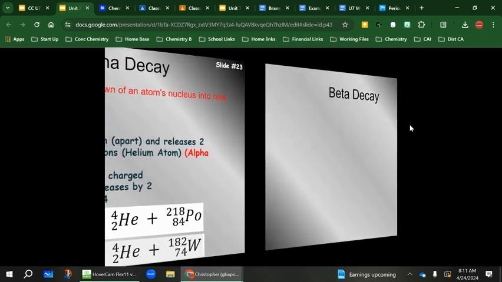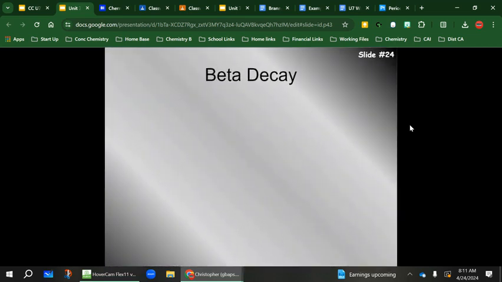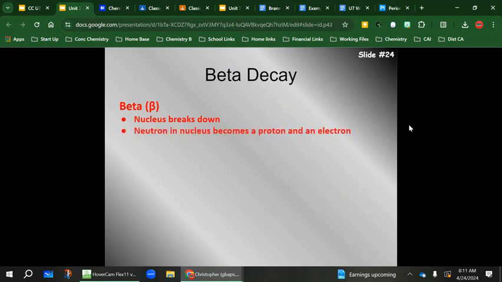All right. So the second type of decay, ladies and gentlemen, is what is known as beta decay. Okay? Beta decay. Now, the Greek symbol for beta is just a fancy B with a nice long tail on it. Okay? That is the symbol for beta. Again, the nucleus breaks down, ladies and gentlemen. But now, something different happens. Now you don't lose 2 protons and 2 neutrons. Now a neutron in the nucleus becomes a proton and an electron. So literally, a neutron in the nucleus breaks apart.